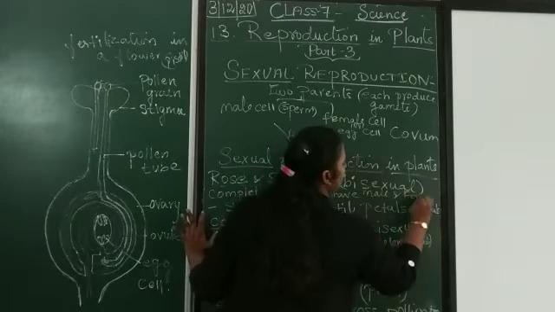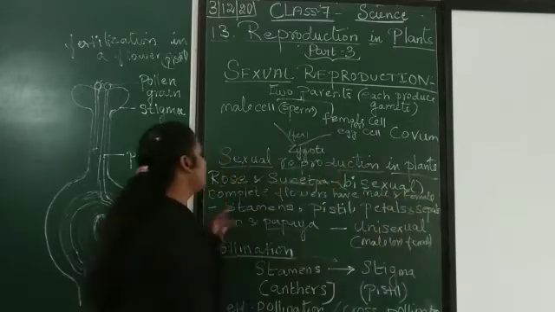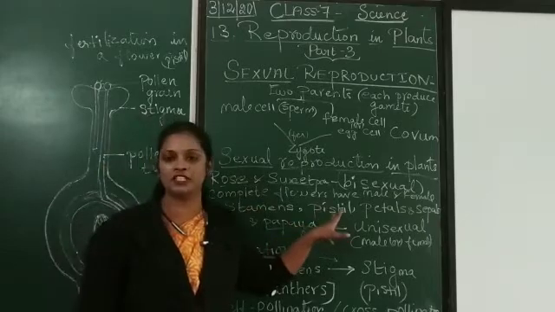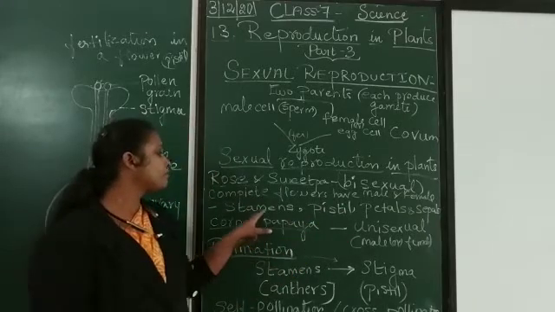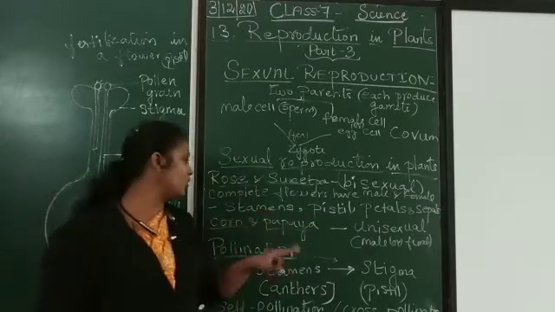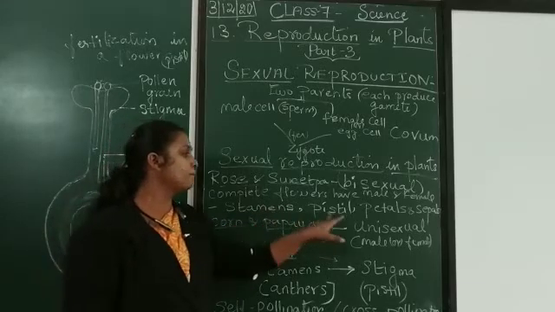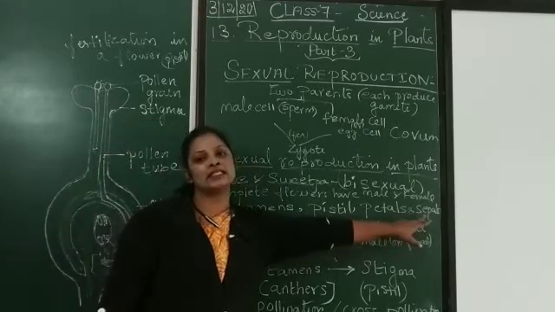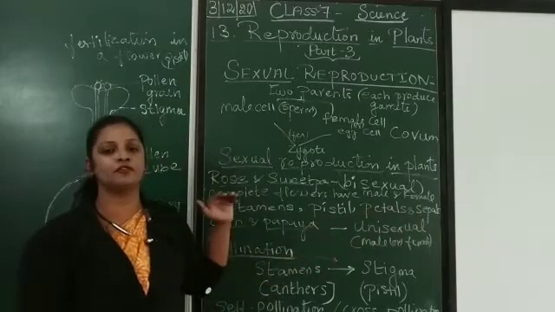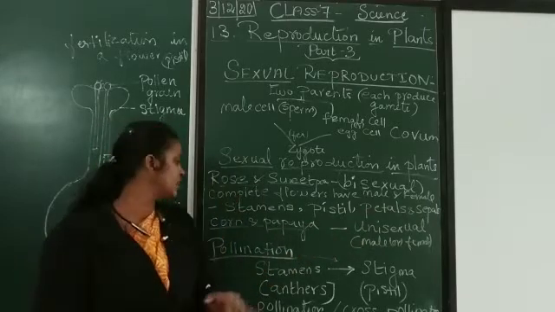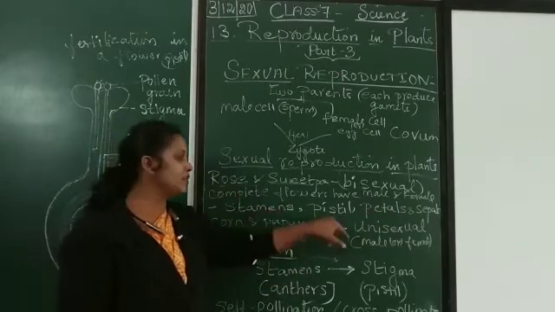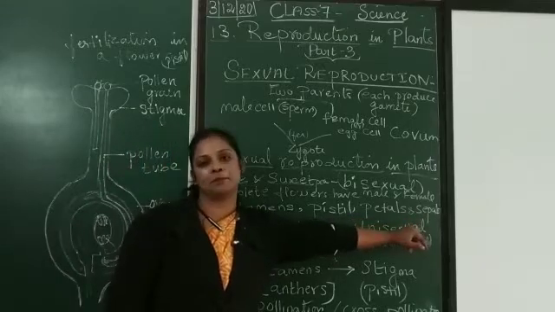It has the female reproductive organ in itself, and it is a complete flower. It's not incomplete. The parts of the flower are stamens, pistil, petals and sepals. A complete flower has stamens, pistil, petals and sepals.